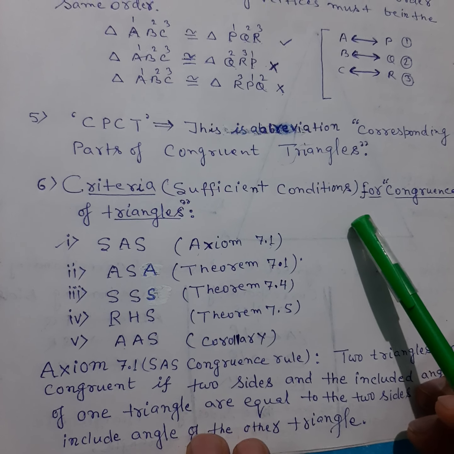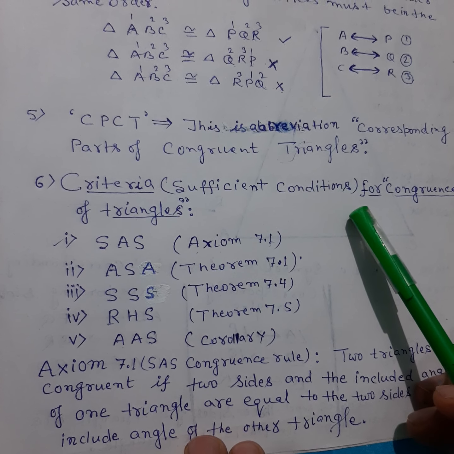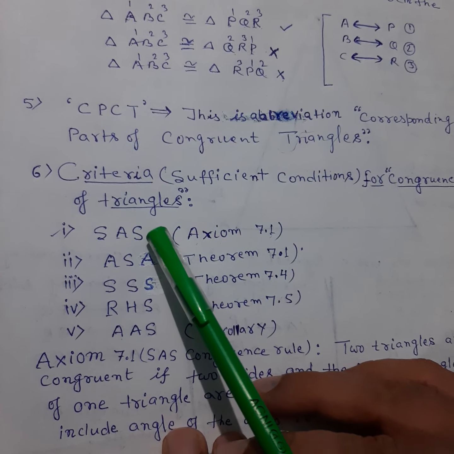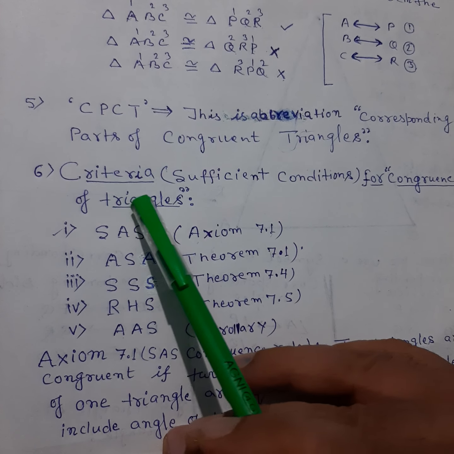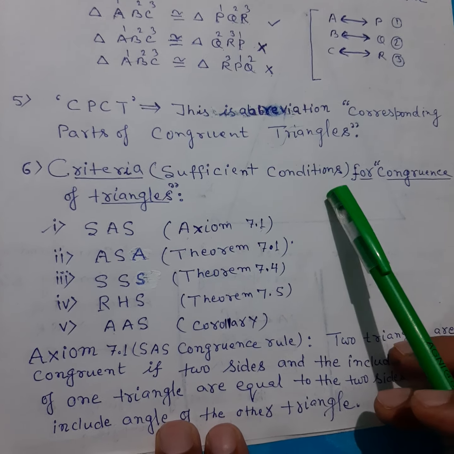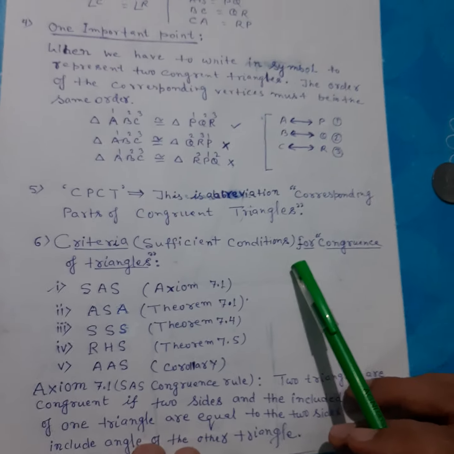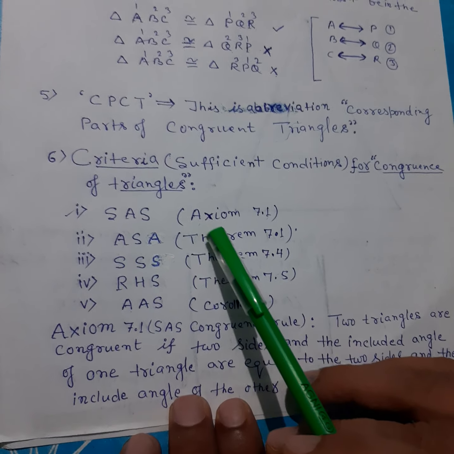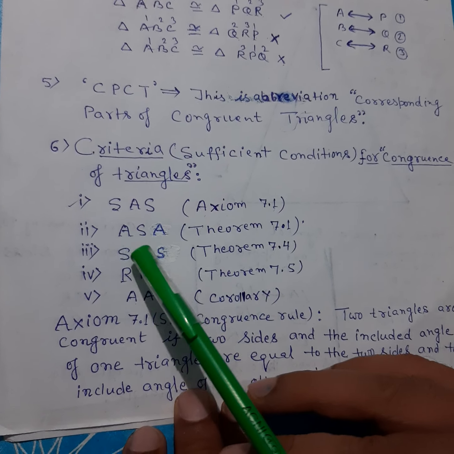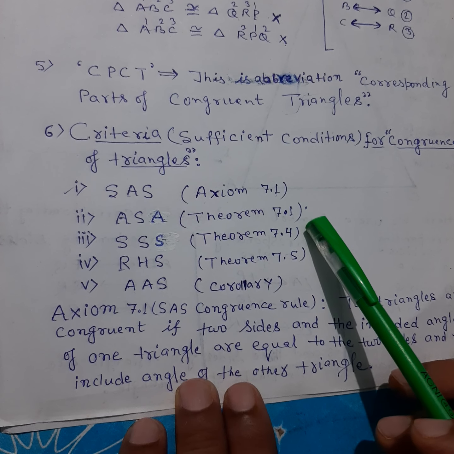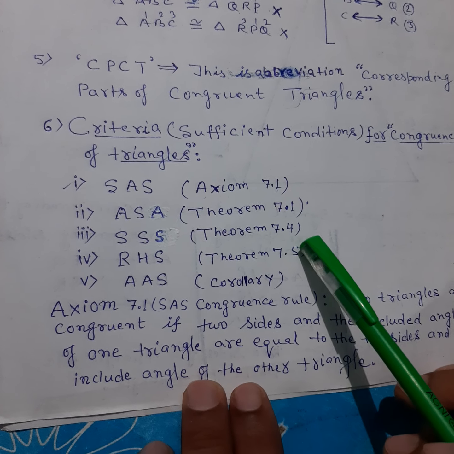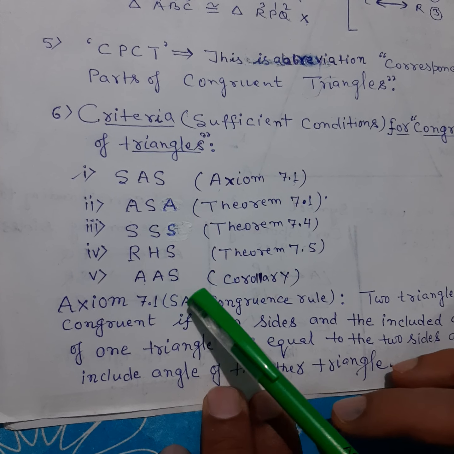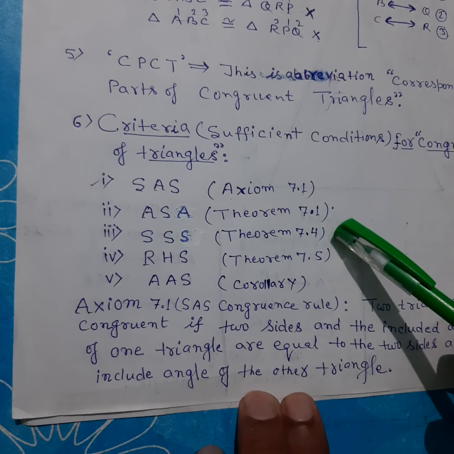But in practice, when we have to solve a question, these two things are quite difficult. So we have to discuss the third method. You are familiar with the word criteria. This is a sufficient condition, not less than, not more than. For the congruence of triangles, very first SAS, which in the NCERT book is axiom 7.1; ASA, theorem 7.1; SSS, theorem 7.4; RHS, 7.5; and AAS is a corollary based upon theorem 6.1.